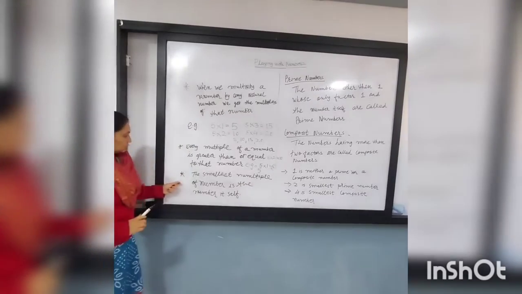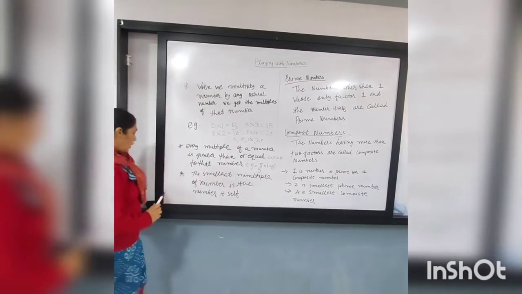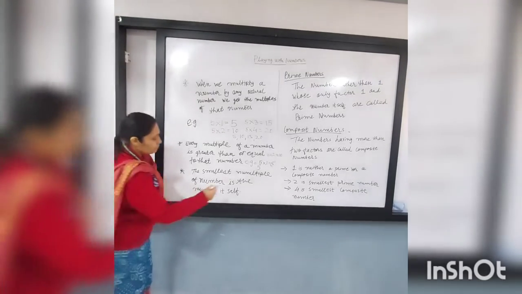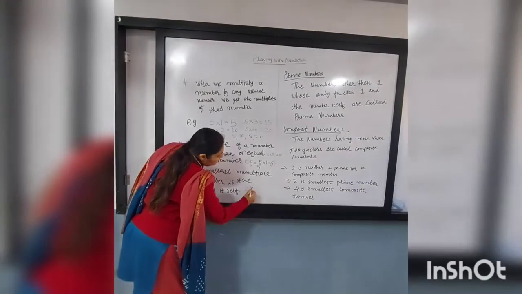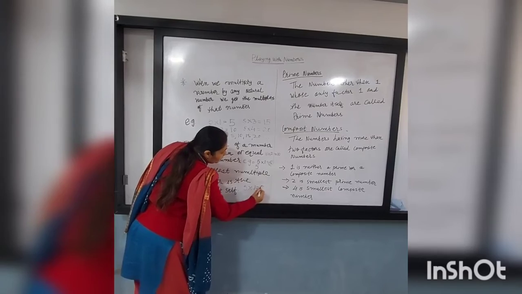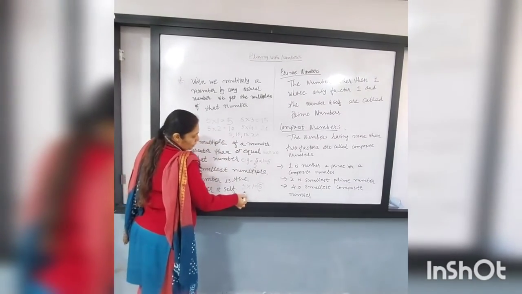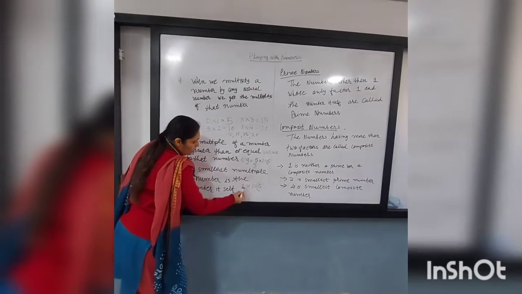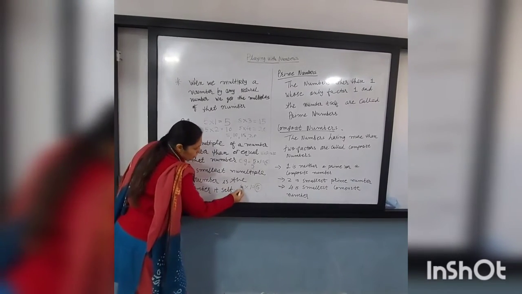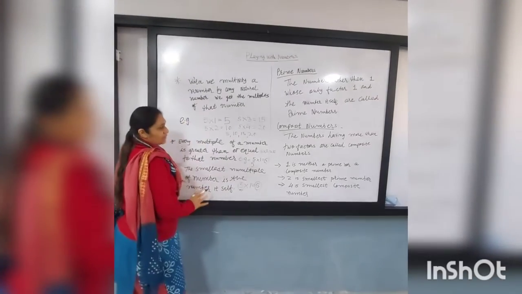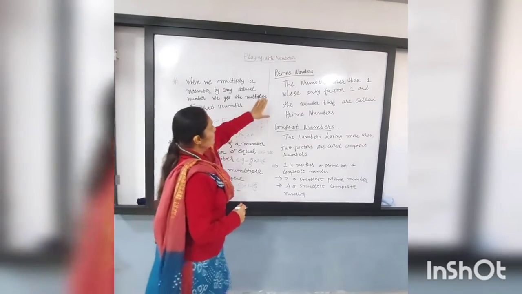Now, another thing. The smallest multiple of a number is that number itself. Smallest multiple: 5 ones are 5. This is the smallest multiple, so that is equal to the number itself. So here 5 ones are 5, and 5 is the number itself.